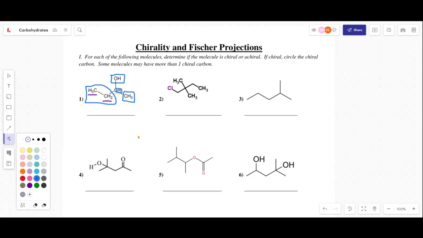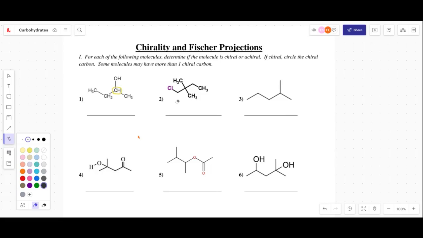Are those 4 different things? Yes, they are. So that means that that carbon in the middle is chiral. I'm going to go ahead and circle that with yellow to indicate that it is a chiral carbon. It's bonded to 4 different groups. What about this last carbon over here? Is that chiral or no? No, it's not. So this one only has 1 chiral carbon.